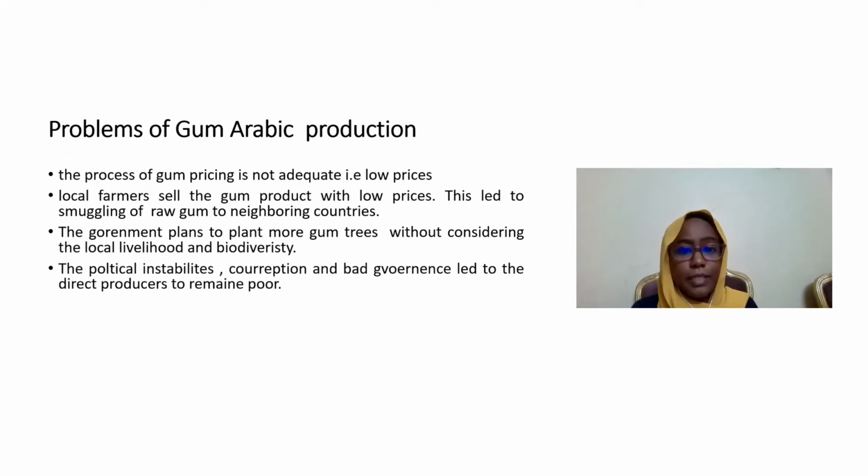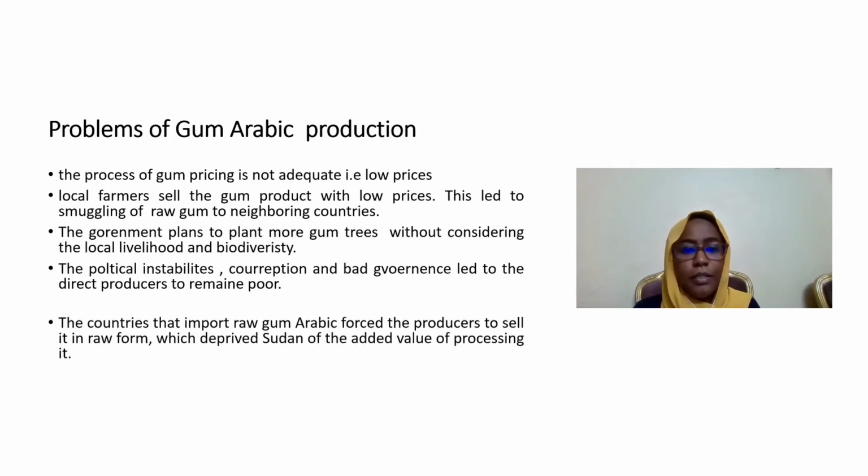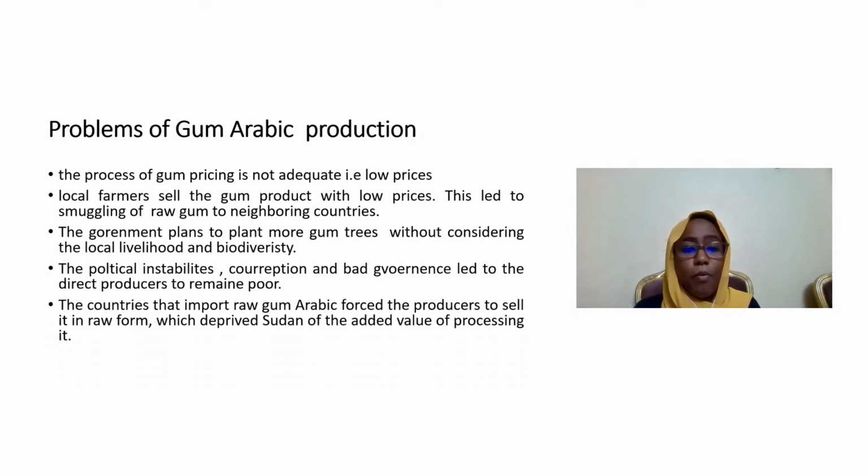Moreover, political instability in countries like Sudan, corruption, and bad governance lead the direct producers to remain poor. Moreover, countries that import the raw gum arabic force the producers to sell it in raw material form, not manufactured or processed form, which deprives Sudan of the added value of processing it.